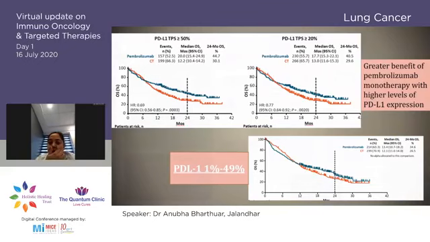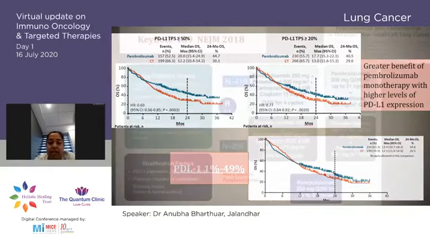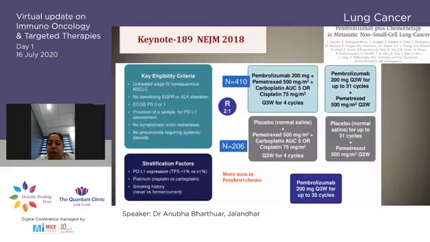What about the combination of immunotherapy with chemotherapy? We have the KEYNOTE-189 published in 2018. This looked at stage 4 non-squamous non-small cell lung cancer without an EGFR or ALK mutation. And they randomized the patients 2:1 to pembrolizumab plus pemetrexed and carboplatin or cisplatin versus placebo and chemotherapy. The pembrolizumab was continued up to 31 cycles after the chemotherapy was discontinued.